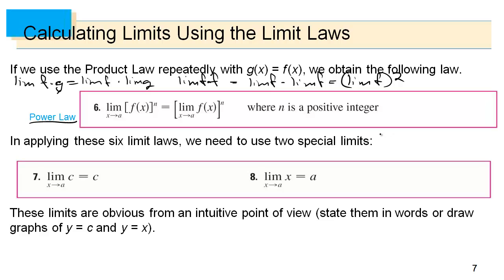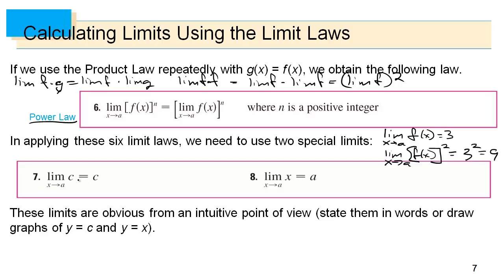is just the limit of that function, and then that answer raised to a power. So if we know that the limit as x approaches a of f of x equals 3, then the limit as x approaches a of f of x squared just equals 3 squared, or 9.